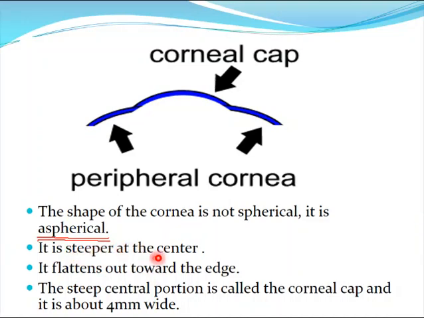Okay, it's steep at the center and flat toward the edge. The steep central portion is called the corneal cap, and it's about 4 millimeters wide. Corneal cap, the central part of the cornea is steep, while the peripheral is flatter. This we call aspheric. Asphericity of the cornea, of course, is very important.